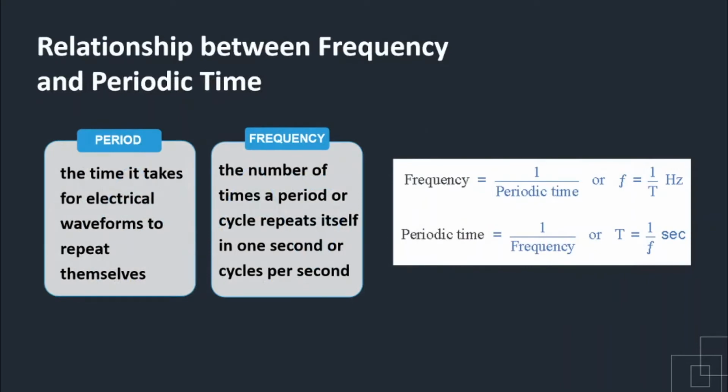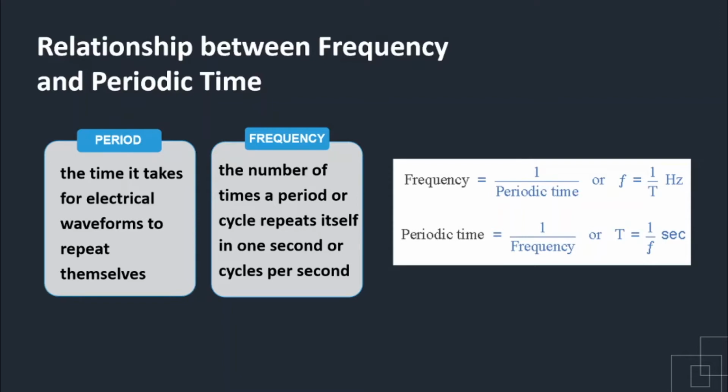Relationship between frequency and periodic time. Period. The time it takes for electrical waveforms to repeat itself. While the frequency naman is the number of times a period or cycle repeats itself in 1 second or cycles per second. So, para mas maintindihan natin, ito yung formula ng frequency at ng periodic time.